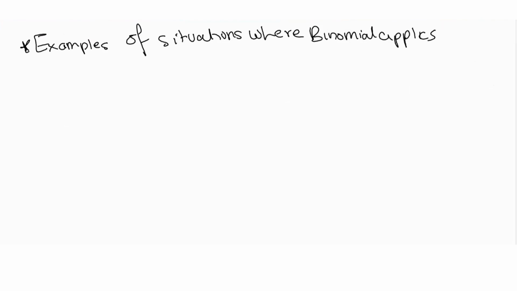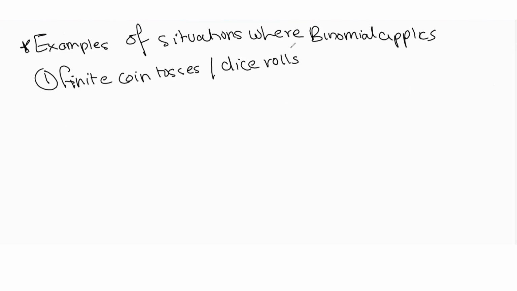A first classic example could be finite coin tosses or dice rolls. So just like we talked about, whenever we have a finite number of coin tosses or dice rolls, we automatically have independent trials, because whenever you toss a coin or roll a dice, every trial is independent of the other trial. In the case of coin toss, we have clear-cut two outcomes. We either have a head or we have a tail. In the case of dice roll, obviously, we don't have exactly two outcomes.